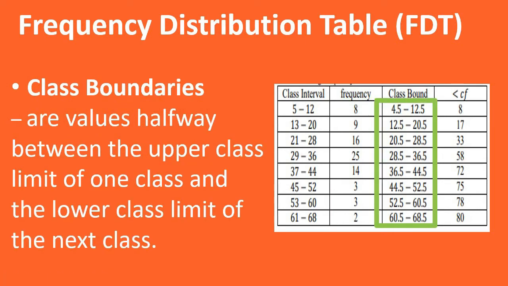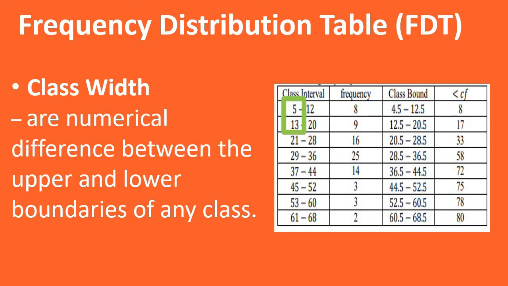Class boundaries are values halfway between the upper class limit of one class and the lower class limit of the next class. So in our example here, the upper class limit is 12, and the lower class limit of the next class is 13. Halfway of that is 12.5. So our class boundaries are 4.5 to 12.5, 12.5 to 20.5, 20.5 to 28.5, and so on.